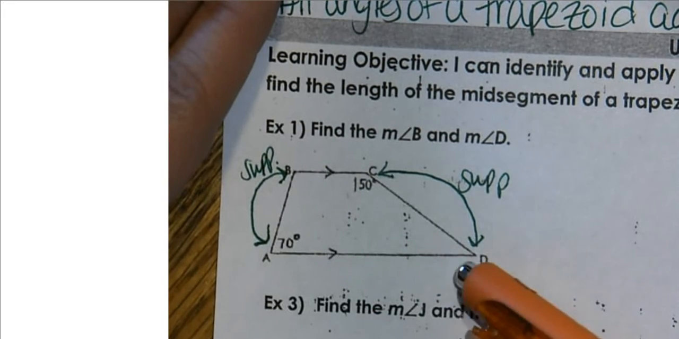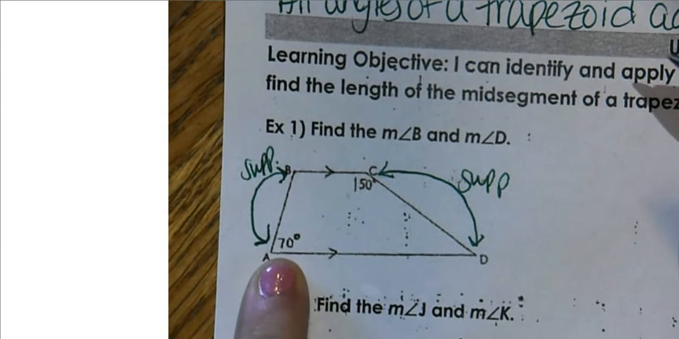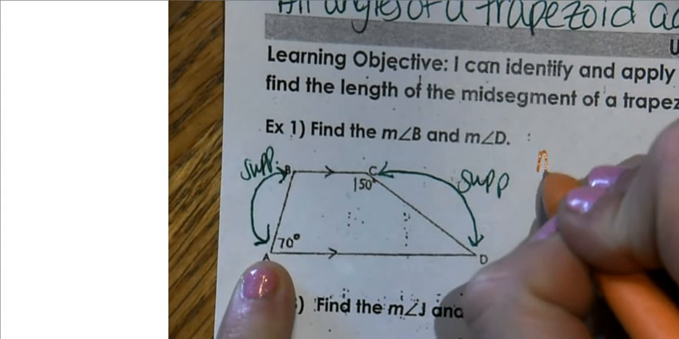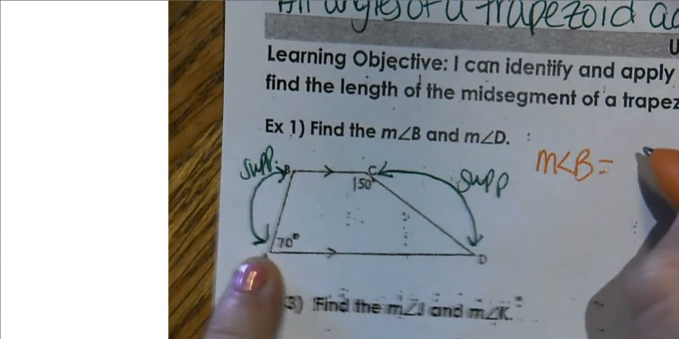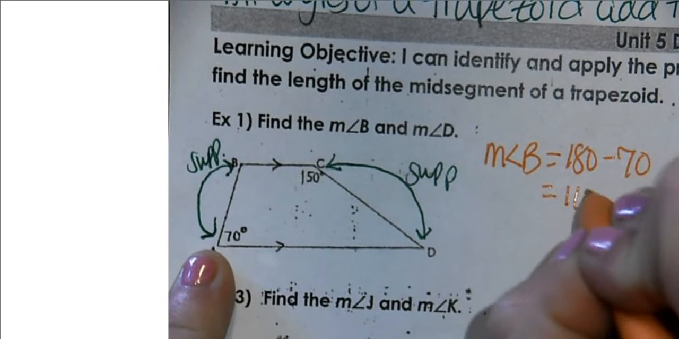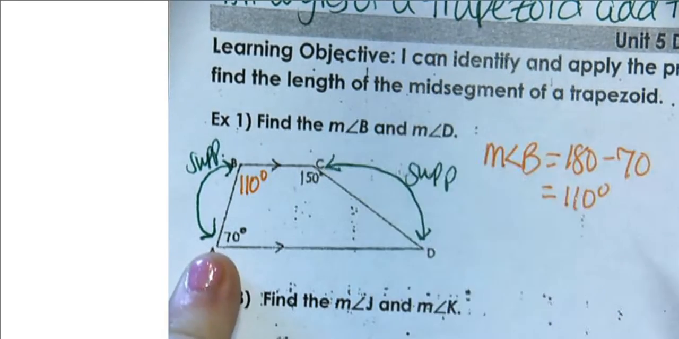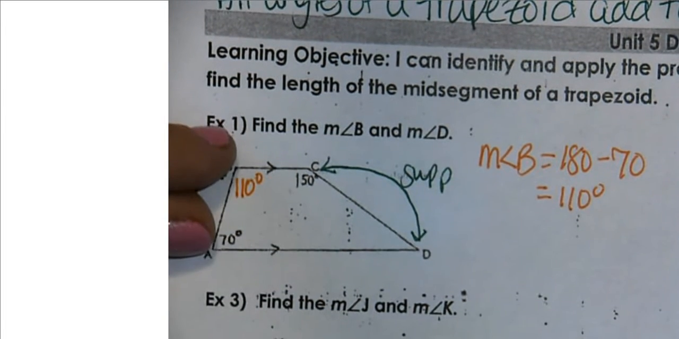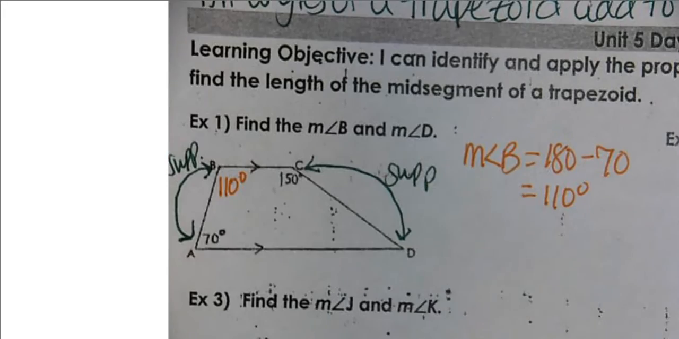So I'm going to use that relationship to help me to find angle B and to help me to find angle D. So let's start with angle B. Angle B is going to be supplementary with 70 degrees. So the measure of angle B is going to be equal to 180 minus 70, and that is equal to 110 degrees. And these two angles now add to equal 180 degrees.